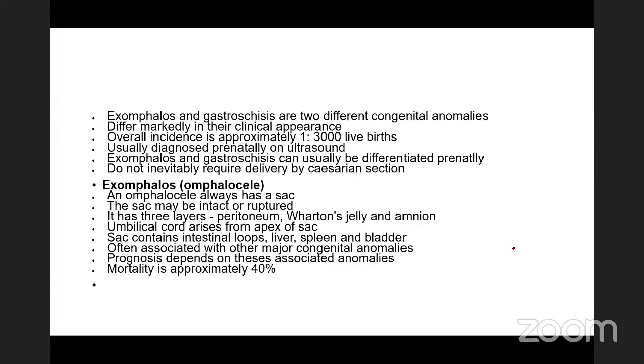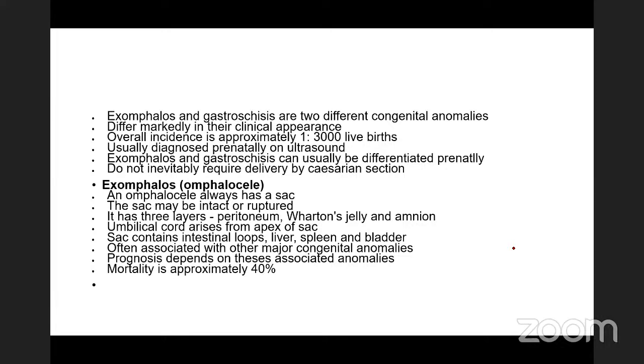The sac has 3 layers: the peritoneal covering, Wharton's jelly, and amnion. This is a common question. What are the layers of the omphalocele? The peritoneum, the Wharton's jelly, and the amnion. The umbilical cord arises from the apex of the sac.